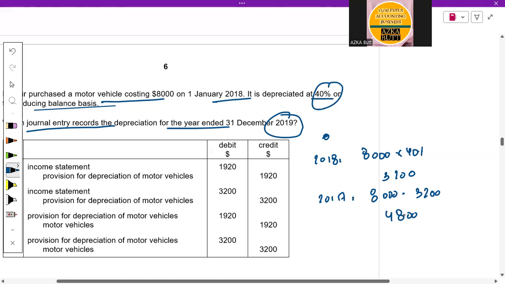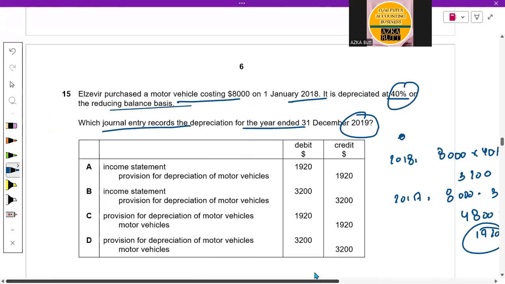Yeah, and now apply 40% on that. So 4,800 multiply 40 divided by 100. So for this 2019 year, the depreciation is 1920. This is the depreciation for 2019. So whenever we are charging depreciation, our income statement would be debited, because we consider the depreciation as an expense in the income statement. So that's why income statement would be debit, and the provision for depreciation of motor vehicle account would be credited. So A option is the right option.